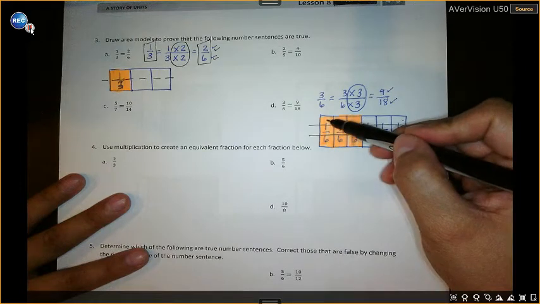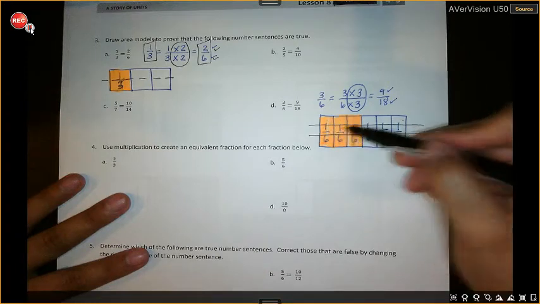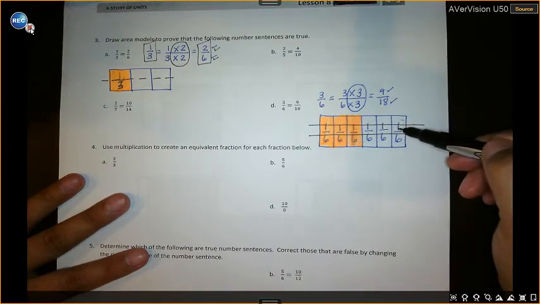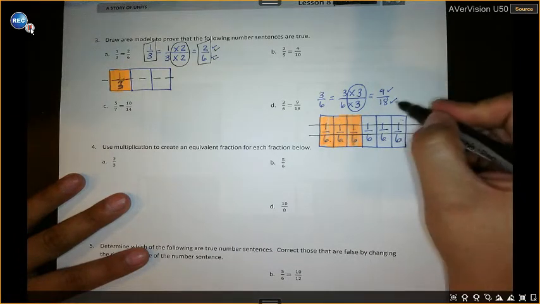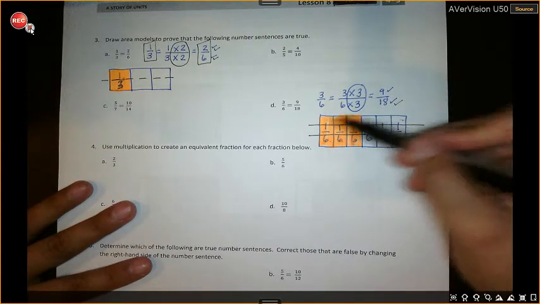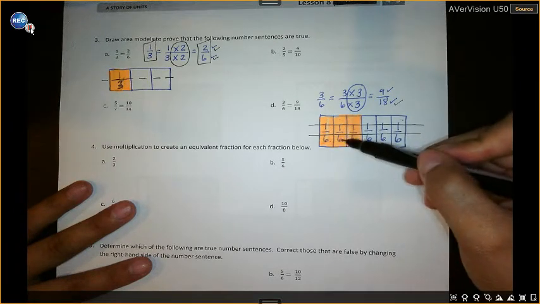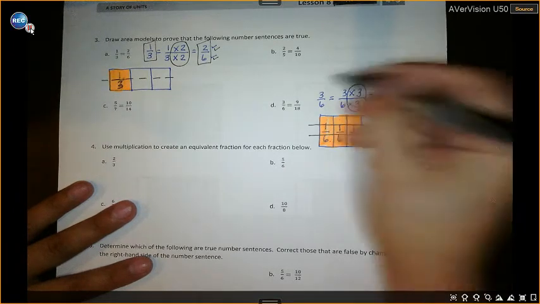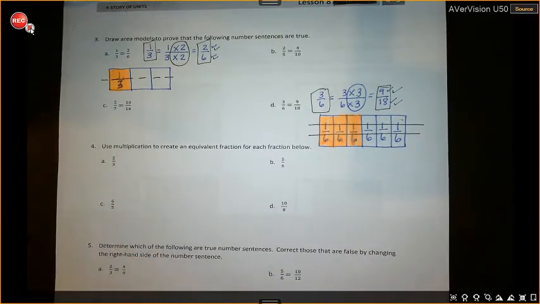Count with me. 1, 2, 3, 4, 5, 6, 7, 8, 9, 10, 11, 12, 13, 14, 15, 16, 17, 18. That is correct. Let's verify to see if there are 9 shaded. Count with me. 1, 2, 3, 4, 5, 6, 7, 8, 9. Yes. So what do I know about 3/6 and 9/18? Yes, those two fractions are equivalent fractions.